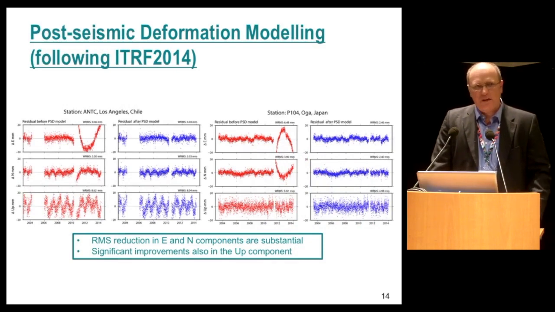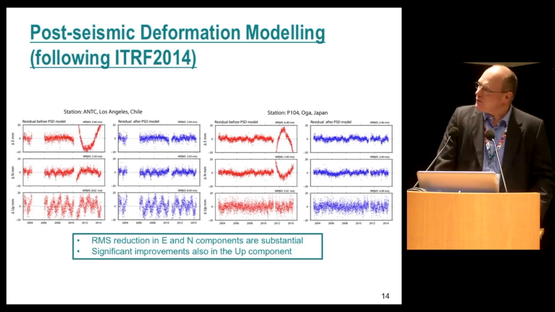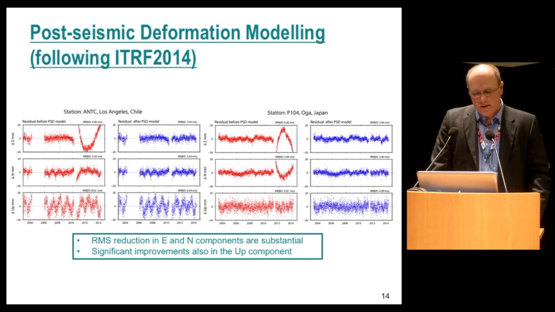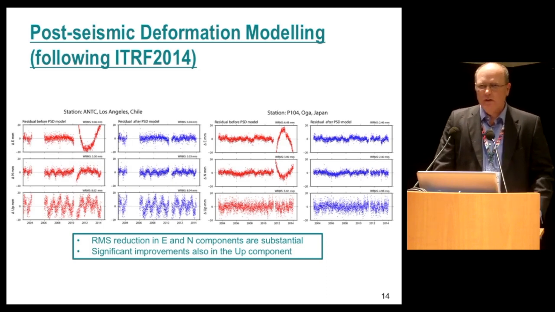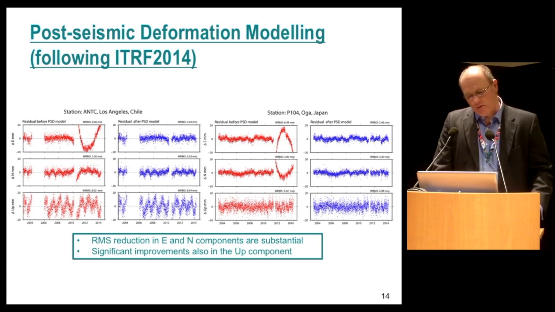following the ITRF 2014 approach, we have a station here, ANTC, Los Angeles in Chile, and P104, Oga in Japan, both affected by earthquakes in the horizontal components, but also in the vertical component. And of course, the effect of introducing the nonlinear motions on the horizontal is enormous, but there is always a significant improvement also in the up component.